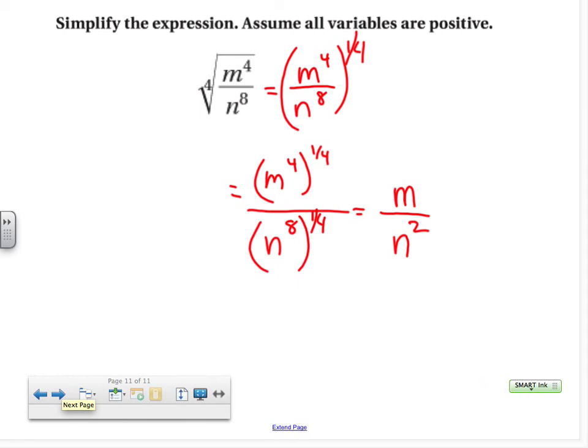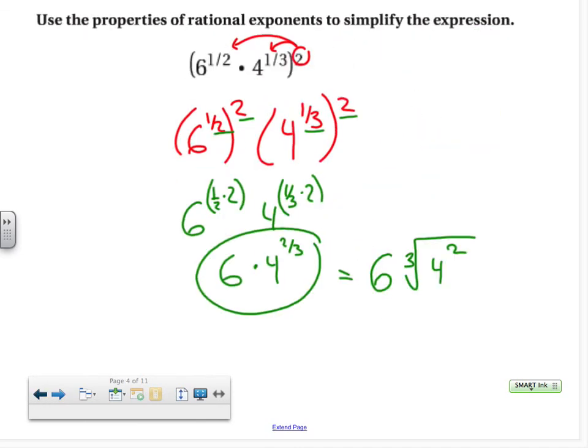So, in summary, we're taking what we did for target 10, which is dealing with the exponent properties, except now we're using radicals.